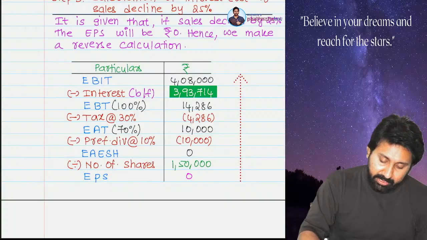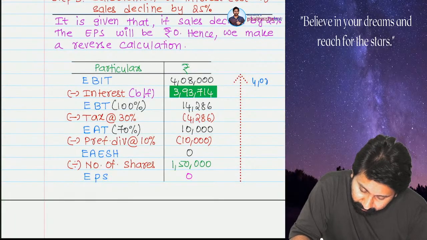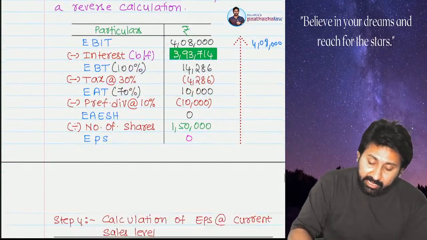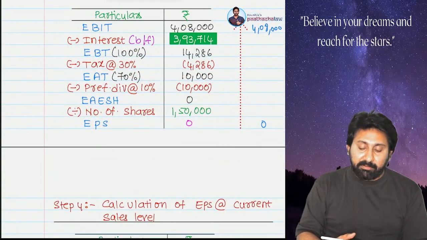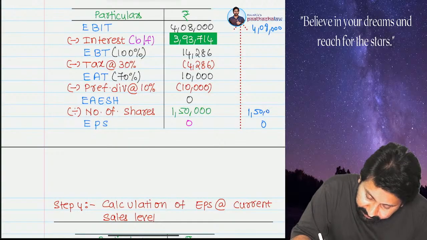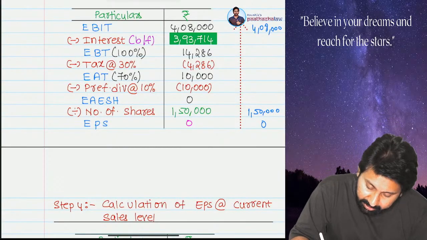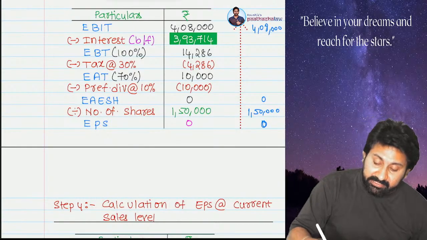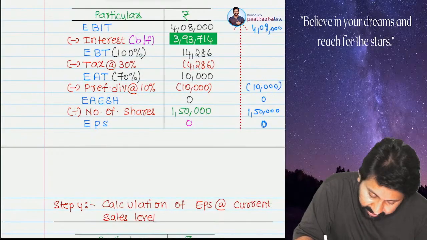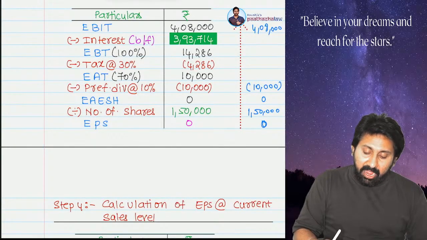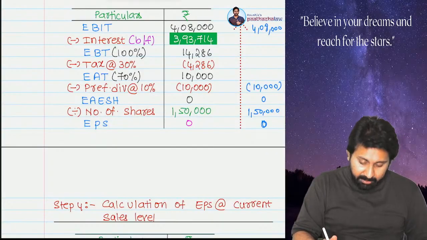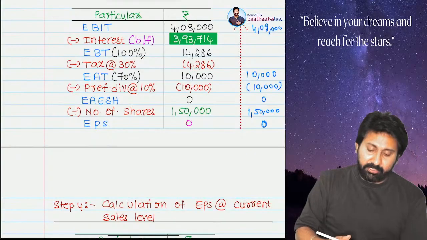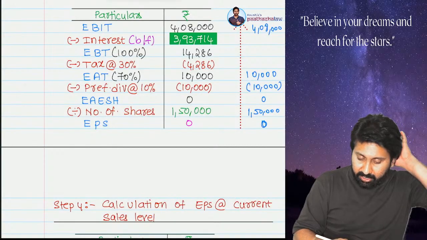So see here, EBIT is 4 lakh 8,000. If there is a 25% decline, it wipes out all EPS, meaning EPS will become 0. We know the number of shares is 1,50,000. Earnings is 0, but preference dividend we have to pay, which is 10,000. After paying the preference dividend, EPS became 0, so EAT is exactly 10,000.